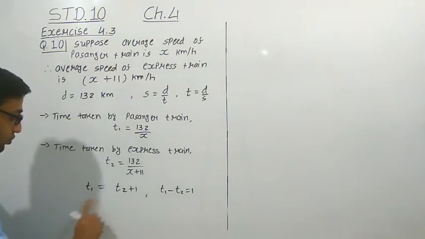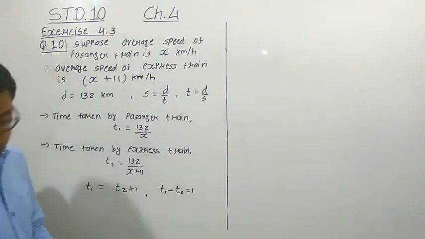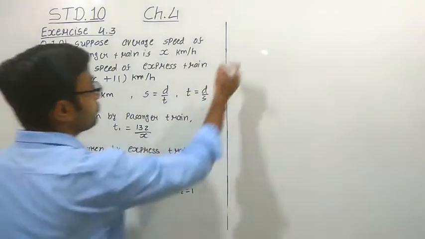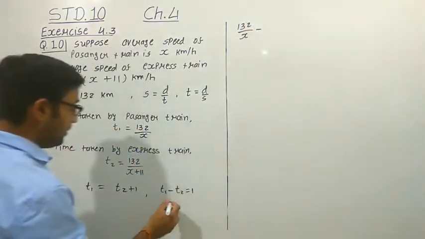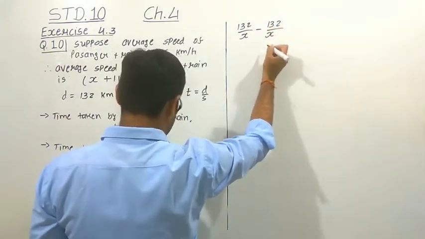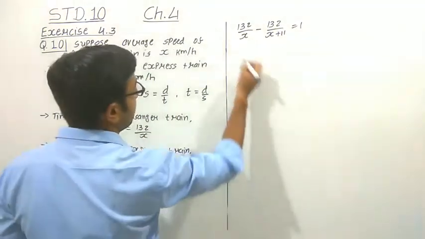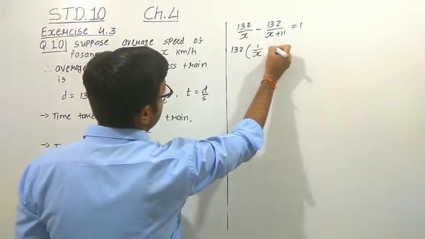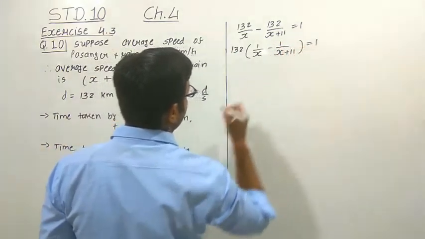Now if we take this T2 to the left hand side, we get T1 minus T2 is equal to 1. Now let us put down the values of T1 and T2. We know that T1 is equal to 132 upon x and T2 is equal to 132 upon x plus 11. The total is equal to 1. Now we can take 132 as common. We get 1 upon x minus 1 upon x plus 11 is equal to 1.